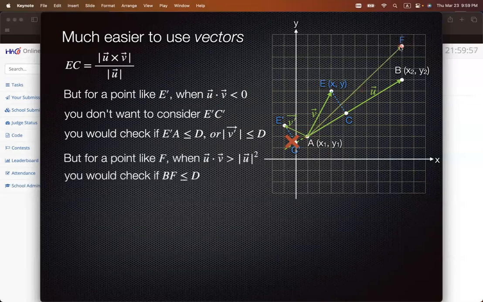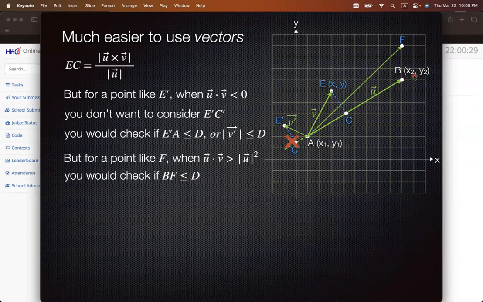Also, when the point is all the way out there on the far end of B, in that case the projection is also outside of the B end. And in that case, you really ought to consider the distance BF instead of the projection onto the vector U. This happens whenever the dot product is longer than vector U. Again, the dot product is the projection, right? Cosine theta.